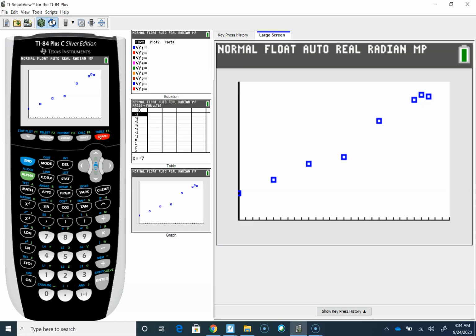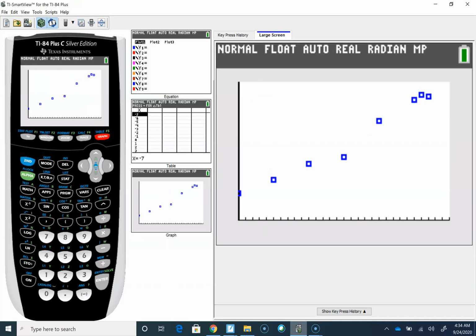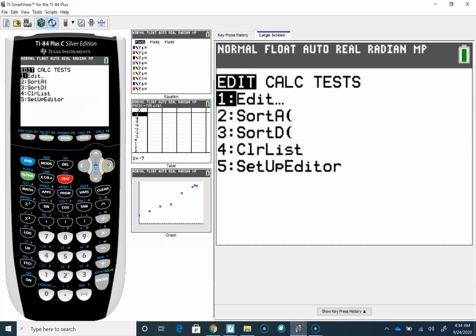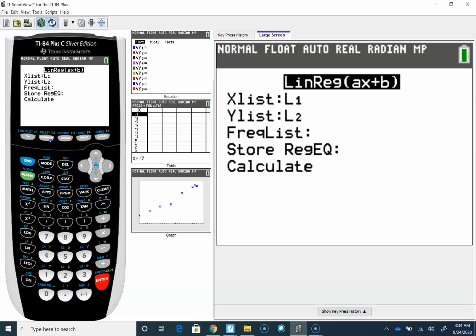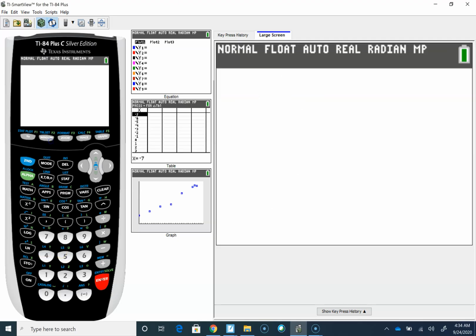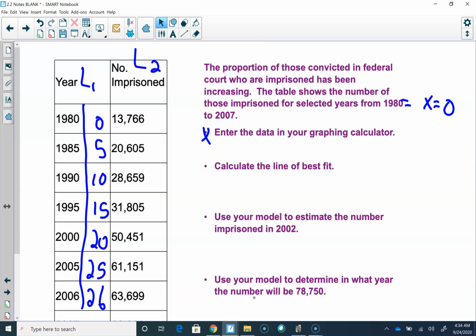So the question then, going back to your sheet, enter the data into the calculator. We did that. Calculate the line of best fit. So if I go back to my calculator, I'm going to take my stats. I'm going to calculate, so I'm going to move over one, and I'm going to do my line of best fit, my number 4 there. And I'm going to enter through this. And it gives me my A and my B and my R squared. So I'm going to go ahead and write that on my sheet here.